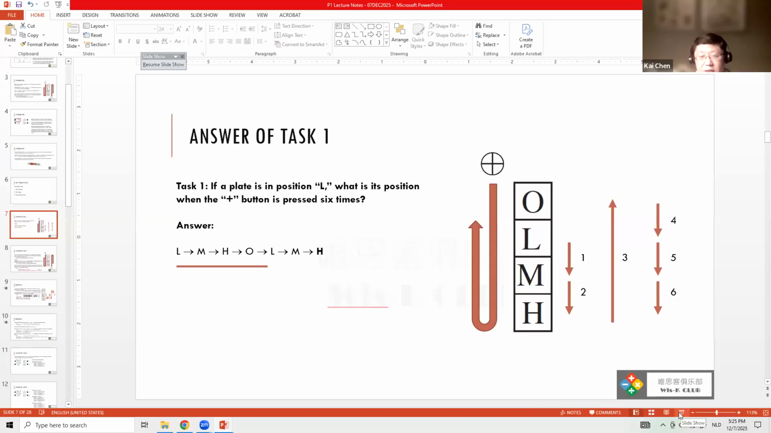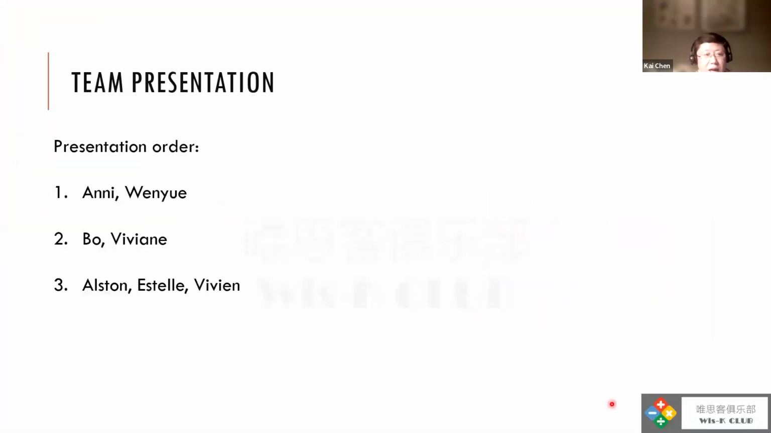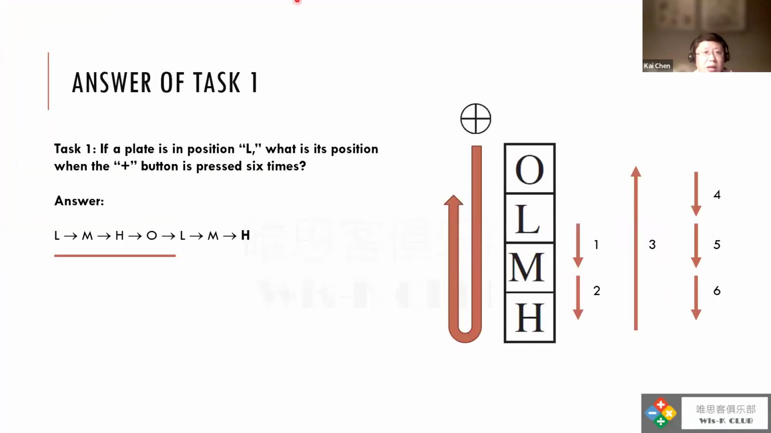So the first task is quite easy. I think all of you have a nice explanation. So basically you can press 6 times, starting from L and ending with H. So basically the 6 times is equivalent to pressing 2 times, right? So if you start L and L, M, H.